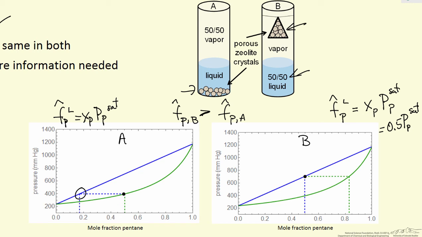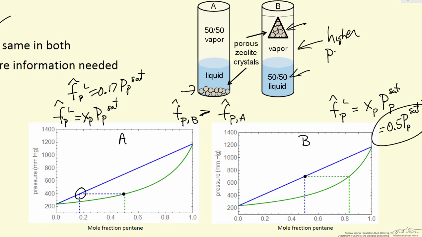This is not necessarily the exact diagram for pentane-heptane mixture, but the behavior is the same. And so we can see the mole fraction is less than 0.2, let's say 0.17. So fugacity of pentane in the liquid phase for system A is 0.17 times the saturation pressure. Well, clearly this number is much higher. This has the higher pentane fugacity, and therefore it has more pentane absorbed in the zeolite, independent of whether I put the zeolite in the liquid or the vapor phase.